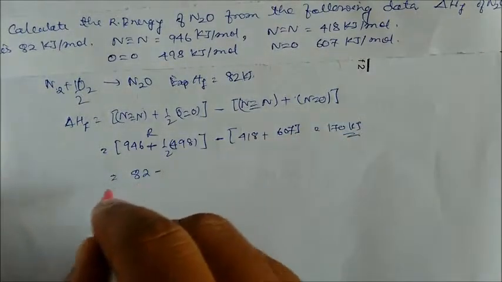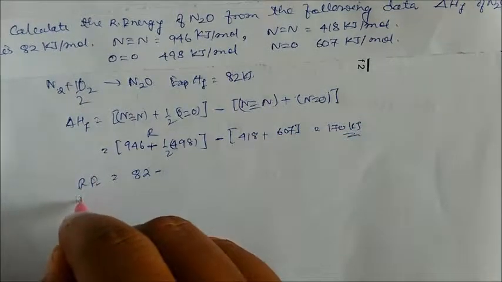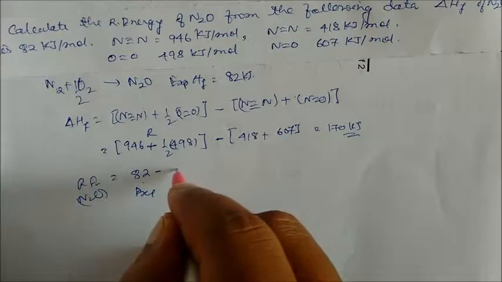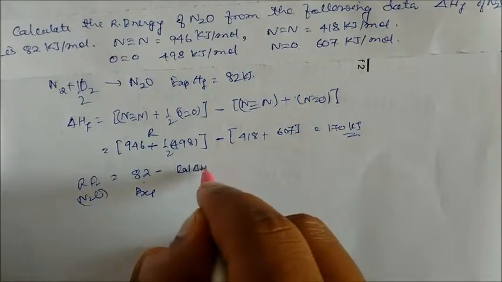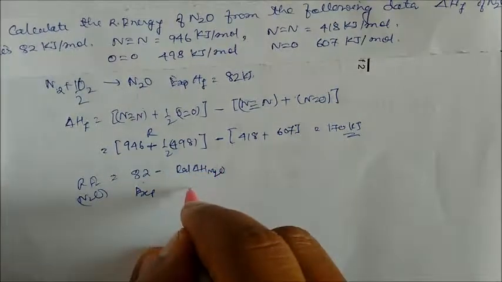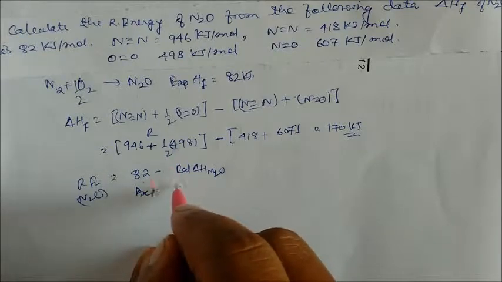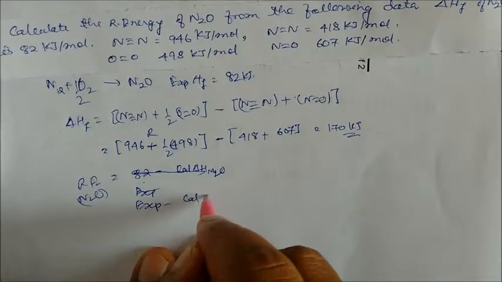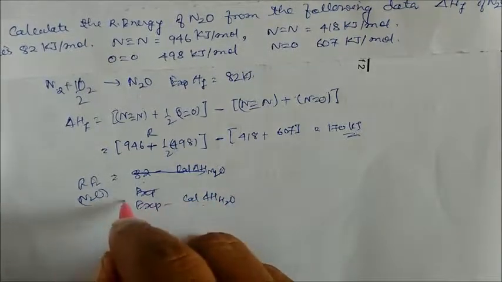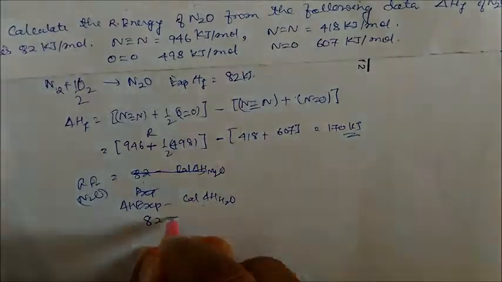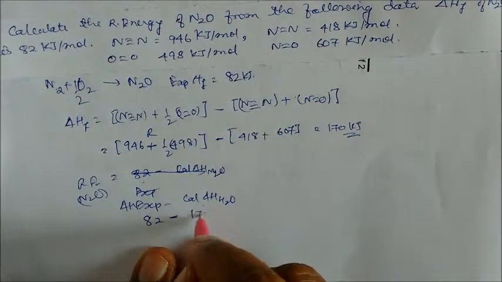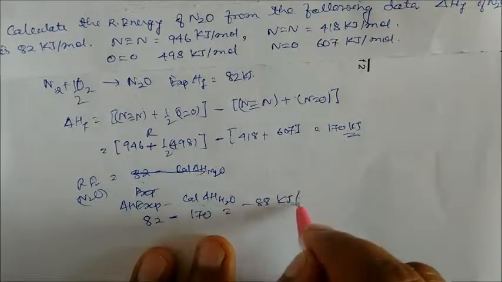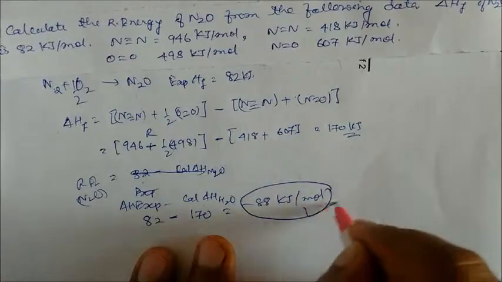Now the resonance energy of N2O will be the experimental delta H minus the calculated delta H of N2O. This is the experimental value, 82, minus 170, so it will give us the answer of minus 88 kilojoule per mole. So this is basically our answer.